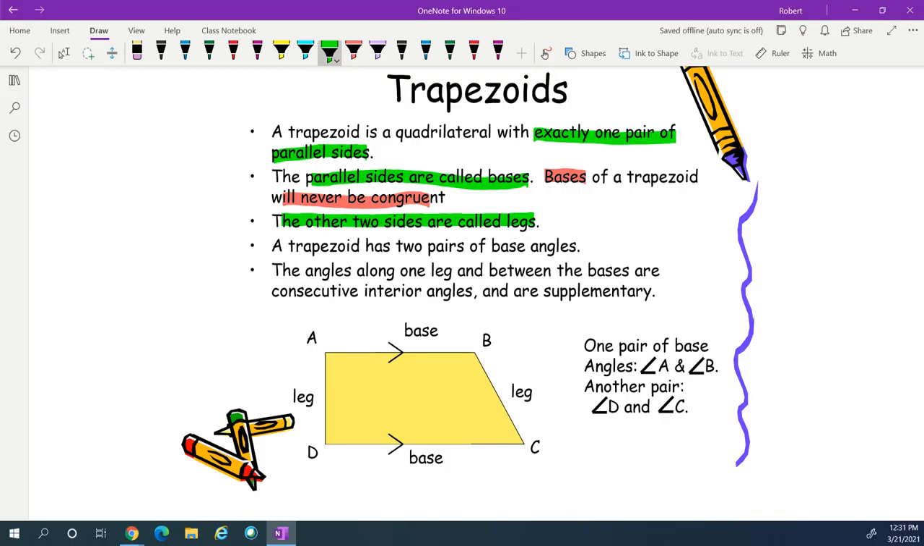Trapezoids have base angles. Remember, base angles sit on the base. So I'm going to use a different color here. Two pairs of base angles. We have base angles that sit on one base, and then we have base angles that sit on the other base. So those are the two pairs. Now, we're not making any assumptions about their measurements at the moment. I'm just identifying them. One pair sits on base AB, the other pair sits on base DC.